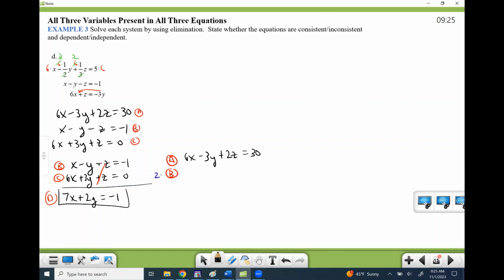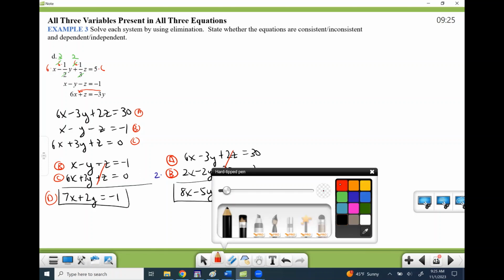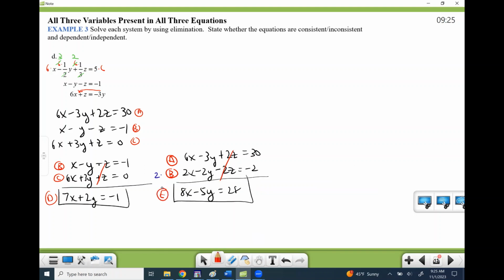And then 2 times B. So 2x, -2y, -2z, and -2. Okay, so we're going to get 8x minus 5y. These z's are going to cancel because they're opposites of each other, equals 28. And now we have our equation E.